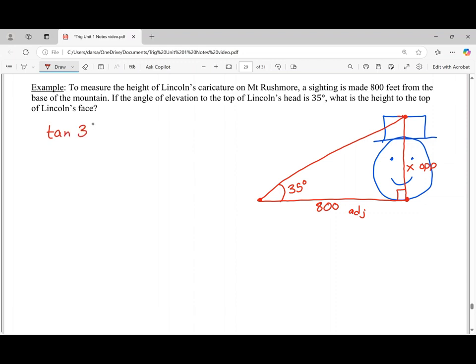So, the tangent of 35 degrees is equal to, TOA, x over 800. What do we do is always the next step. We multiply both sides by the denominator. In this case, that's 800. And now we can see x, or the height of Lincoln's face, is 800 times the tangent of 35 degrees. Or if we put this into our calculator, we will see that is 560.166. And this is a height in feet.